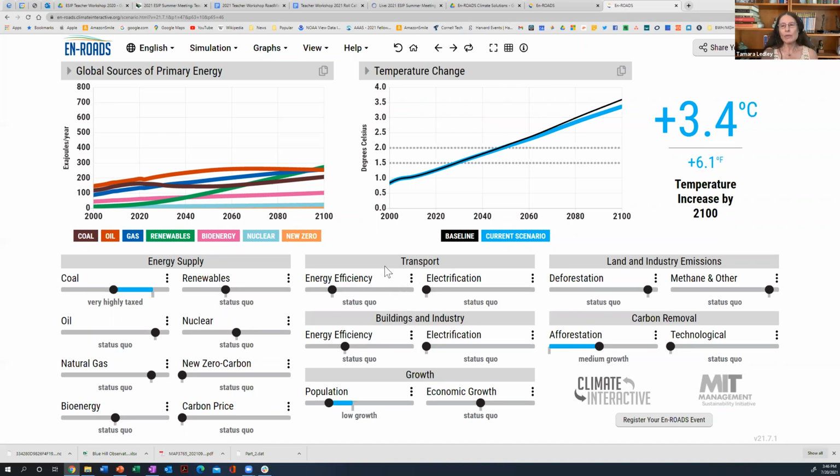And if you have middle school students, everything can be done at this level, and you can get across to your students the complexity of the situation and how it really impacts a lot of different communities, different aspects of the Earth system and society.